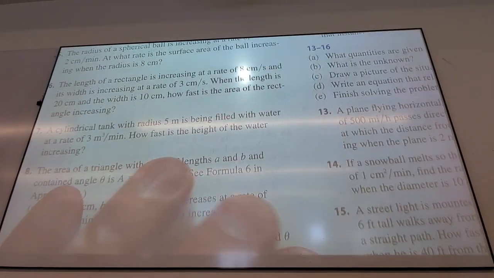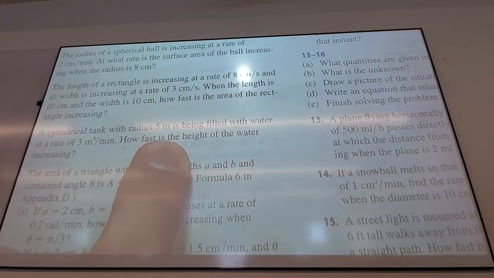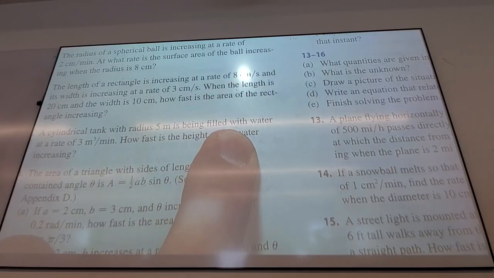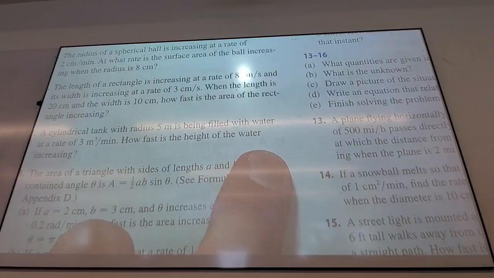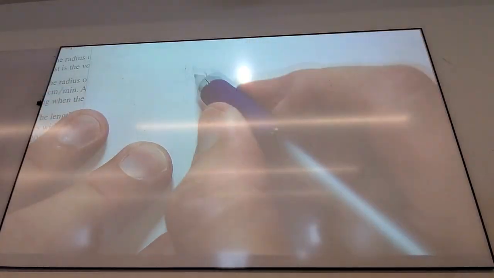So let's see. A cylindrical tank, radius of 5 meters, is being filled with water at a rate of 3 cubic meters per minute. How fast is the height of the water increasing? So can everybody attempt? Now look, drawing a cylinder is not that hard.